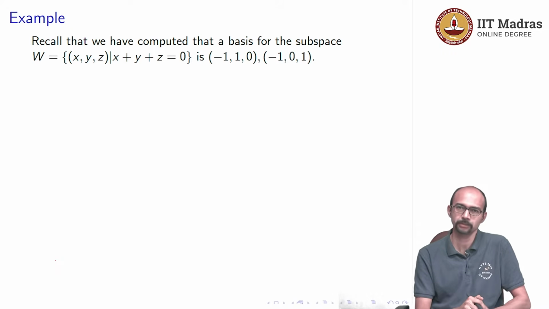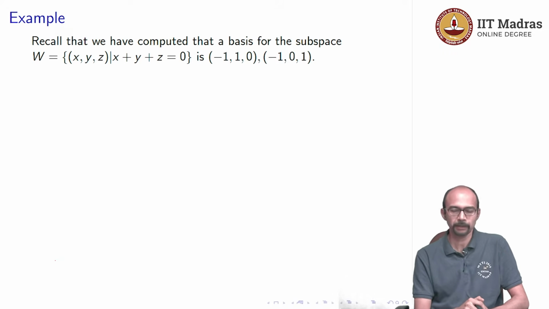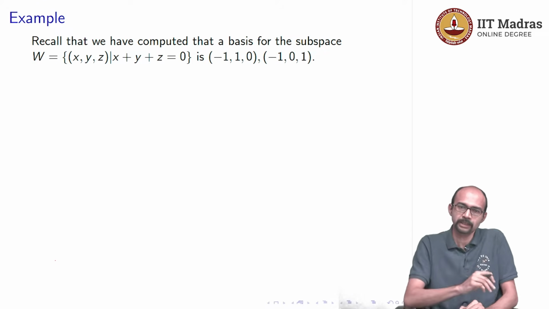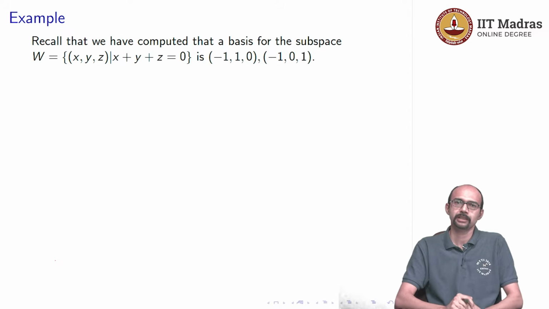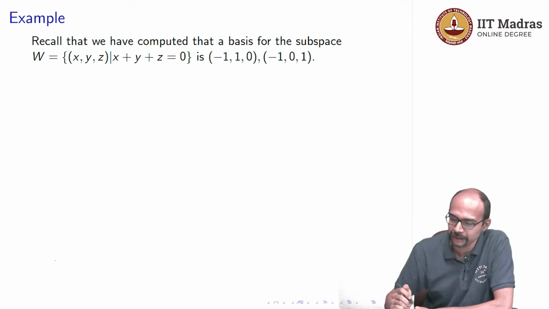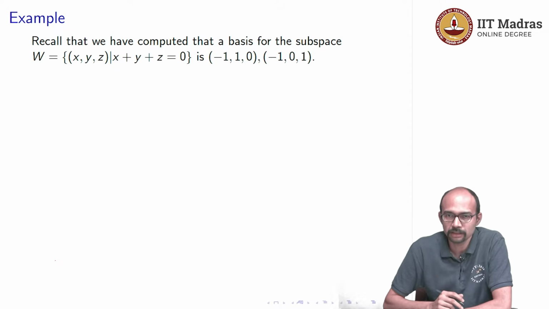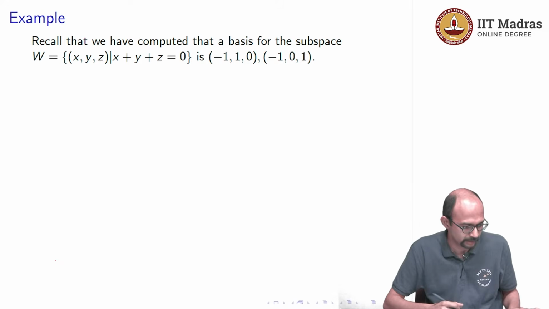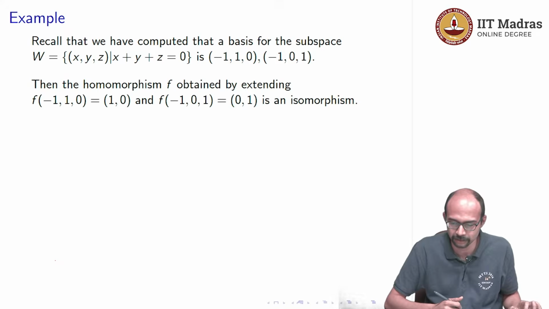So in particular, it's a vector space in its own right, by which we mean that if you take two elements of the form x, y, z such that x plus y plus z is 0, then they add up and you get a new vector which also satisfies the same relation, that x plus y plus z is 0. And if you take a scalar multiple, the same thing happens. Okay. So we had worked out earlier that a basis for this subspace is (-1, 1, 0) and (-1, 0, 1). You should check this.